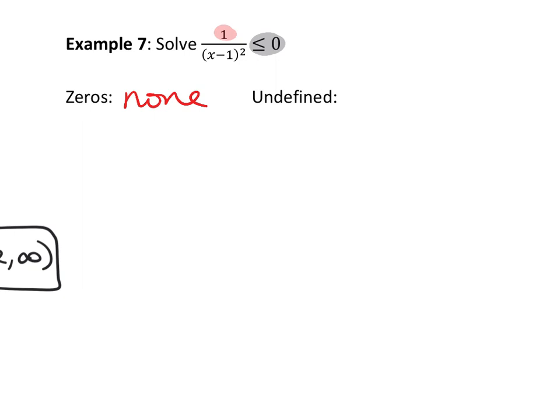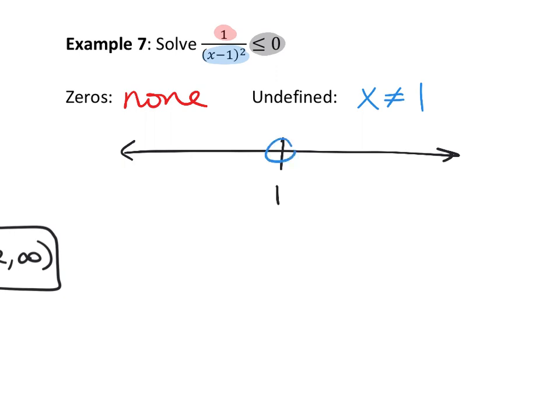Where is this graph undefined? 1. X is not allowed to be equal to 1. Okay, so if I make my number line, again, there's only one number on my number line, and it's the number 1, and it has an open circle. We have 2 intervals to test, one on each side of 1. So if I do f of 0, an easy number to plug in that's less than 1, we'd have 1 over some negative number squared. I was avoiding the squared earlier, so you could write that out twice, but it's the same thing. Negative numbers squared become positive numbers.